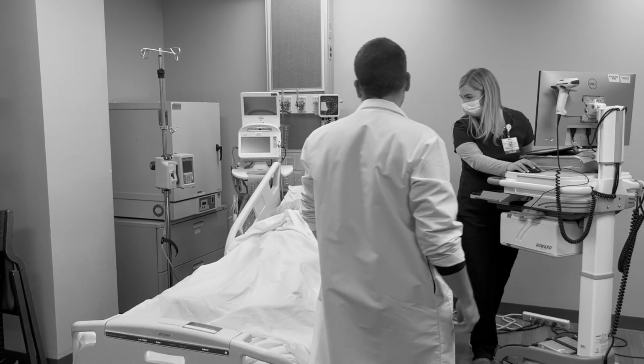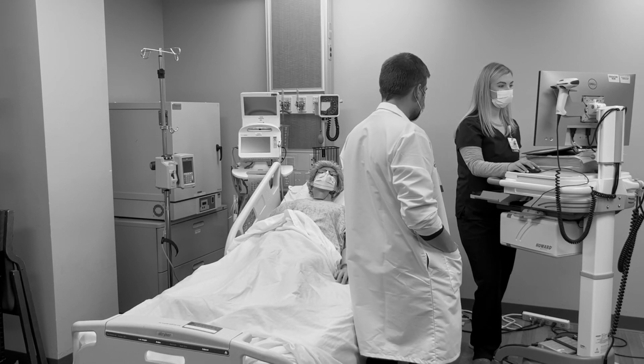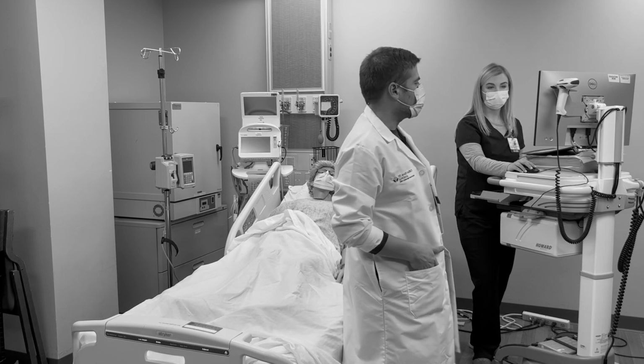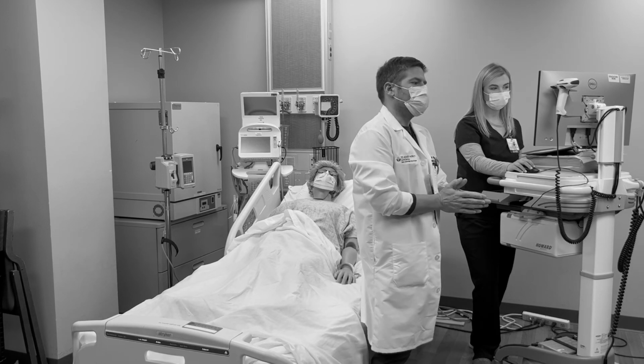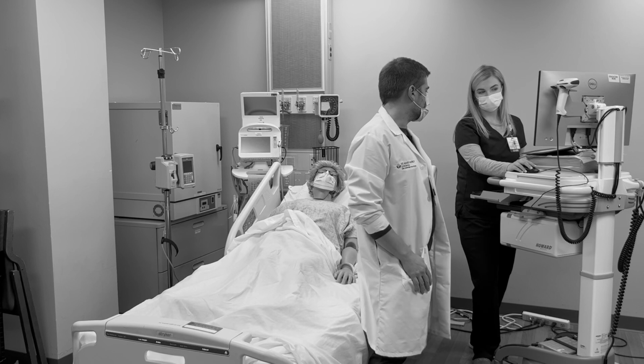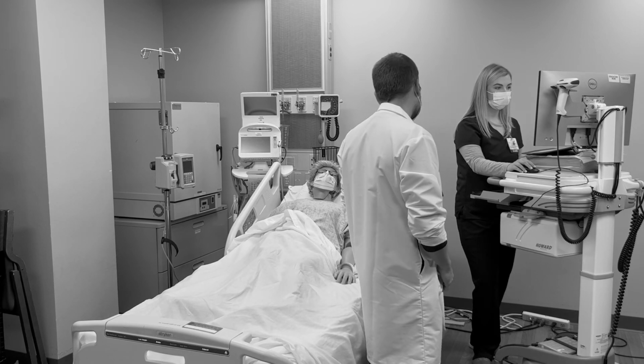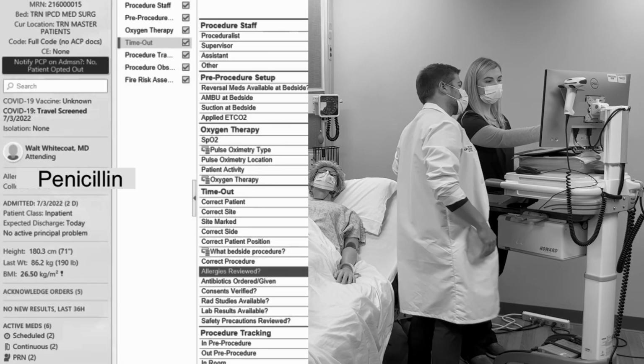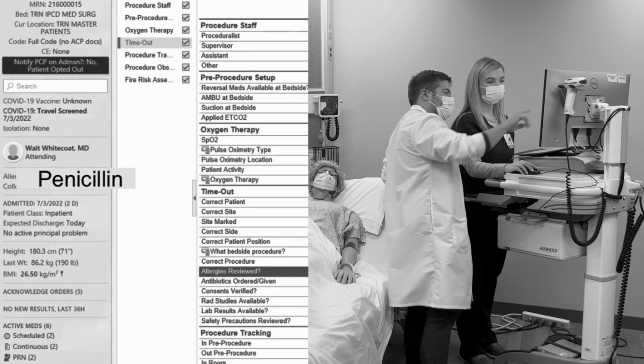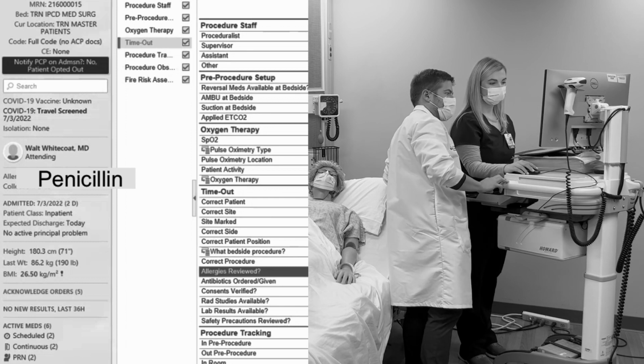Mr. Glass, what is your understanding of the procedure? You're going to put a chest tube in my left side. Do we agree that this is the correct procedure? Yes, this is a left chest tube placement. Mr. Glass, can you please state your allergies? Yes, I'm allergic to penicillin. I have penicillin as the only medication allergy. Yes, penicillin is listed as an allergy.